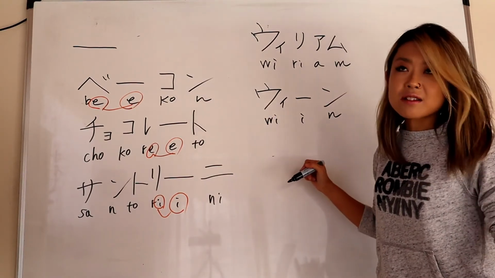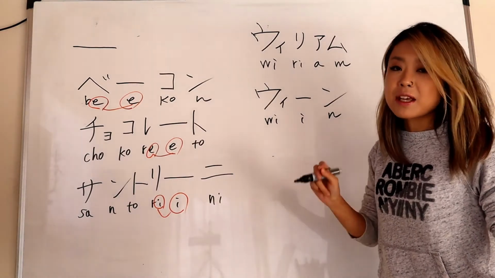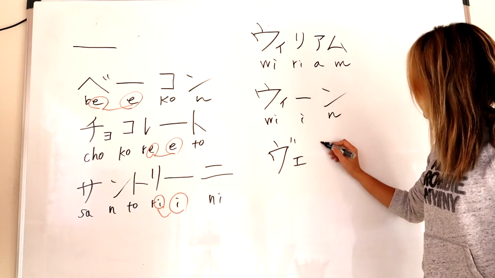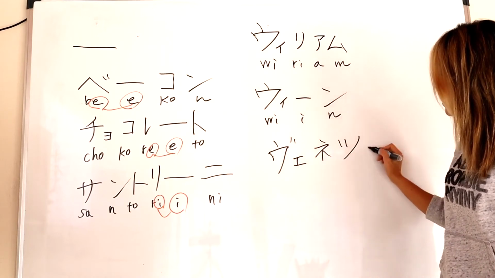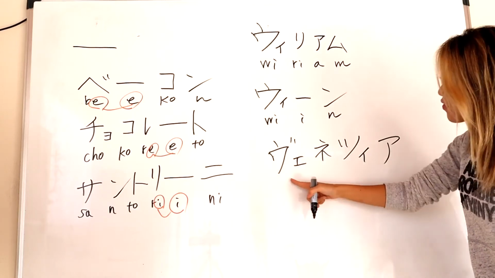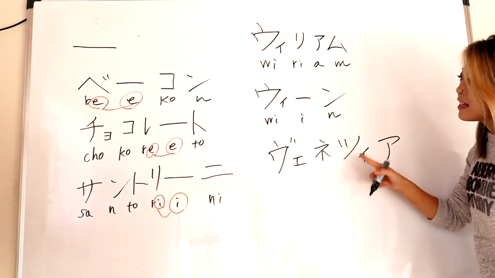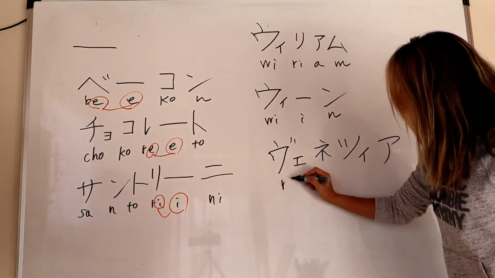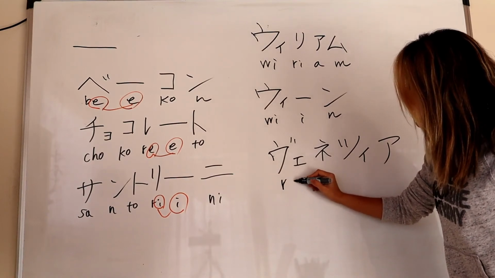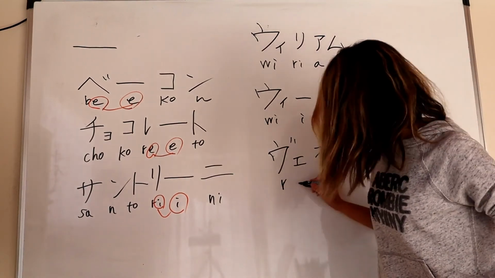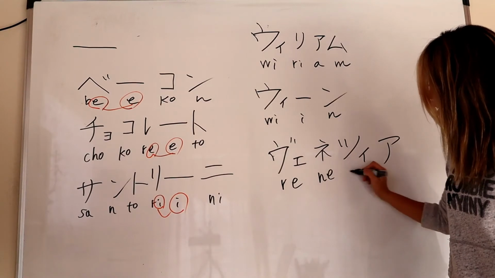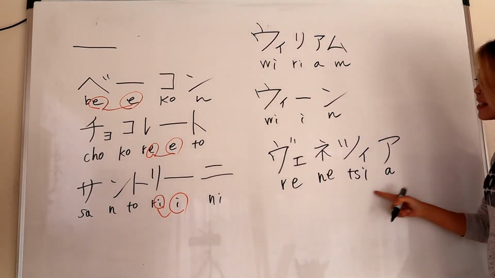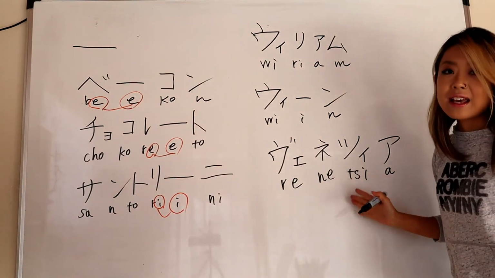Or something else, a city name in Italy, Venezia. This ve and zi are not pronunciations in hiragana. It doesn't have them. Something only katakana has. Venezia, a city name in Italy.